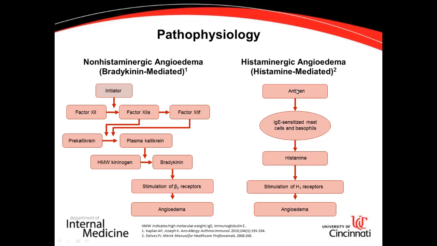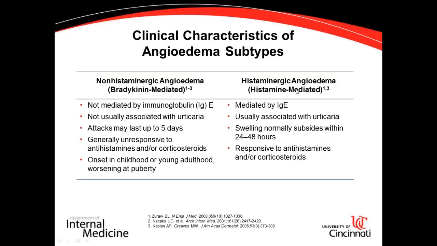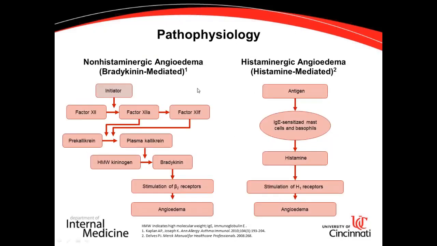Now, in histaminergic angioedema, there's some inciting agent, which is an allergen. It could be a food, it could be a drug, it could be an aeroallergen, where patients have developed specific IgE antibodies to this protein, and it binds to mast cells. It attaches to receptors on mast cells and basophils, and upon re-exposure to this antigen, there's activation of these cells and release of histamine, as well as other bioactive mediators.